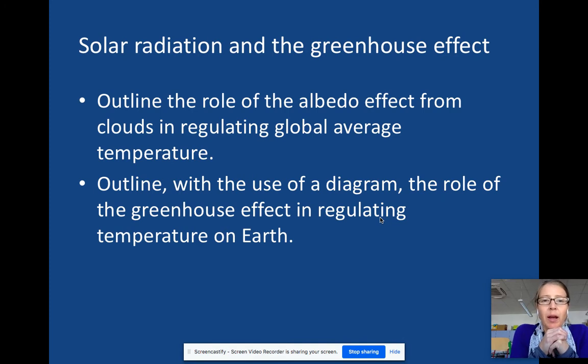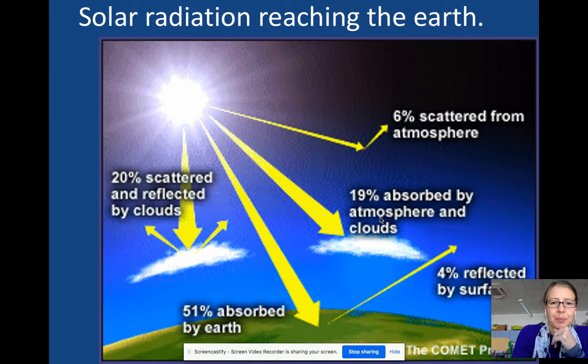So you need to be able to outline the role of the albedo effect from clouds in regulating global average temperature. I would also say you should probably be able to track the amount of radiation coming into the atmosphere and what is the fate of it. And then you need to be able to describe the greenhouse effect, and how does that regulate temperature on Earth?